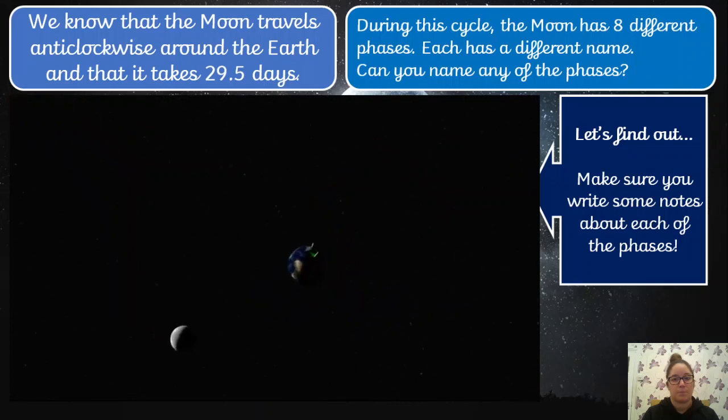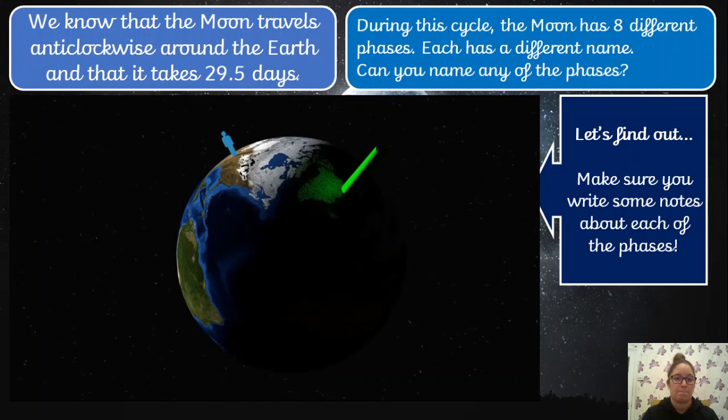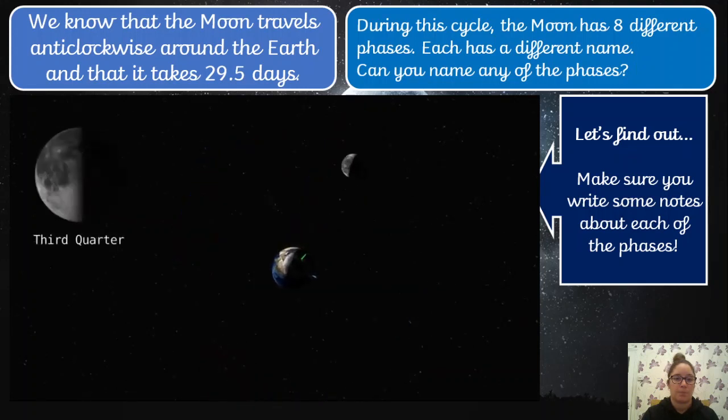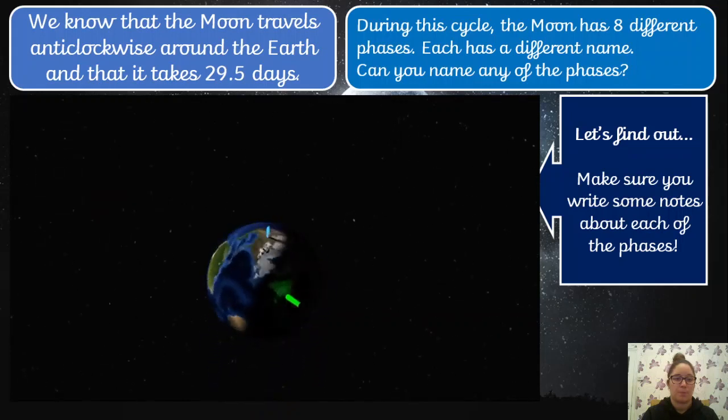Now let's take a look at a first quarter moon. It will rise at about noon and set at about midnight. And a third quarter moon will rise at midnight and set at about noon.